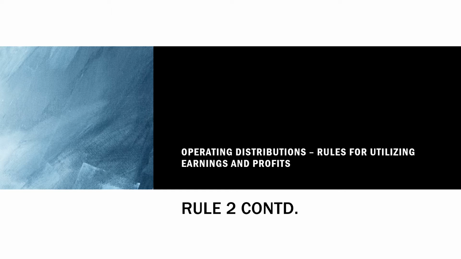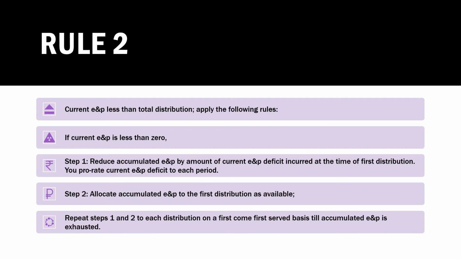So today we'll be discussing the second portion of Rule 2. The following rules will be applicable if the current earnings and profits are less than the total distribution. Don't forget that in the last video, we treated a situation whereby the current earnings and profits are greater than or equal to 0. But in this situation, we're now looking at what happens if the current earnings and profits is less than 0. So the first step is for you to reduce accumulated earnings and profits by the amount of current earnings and profits deficit incurred as at the time of the first distribution. An example will help to understand this better.